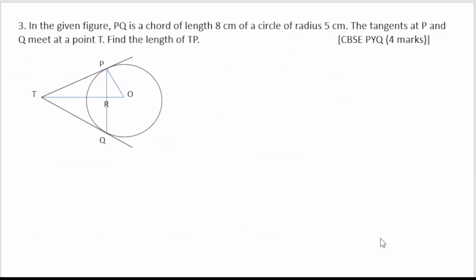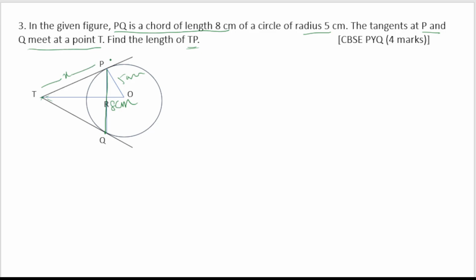Okay, next question. In the given figure, PQ is a chord of length 8 centimeters, and the radius of the circle is 5 centimeters. The tangents at P and Q meet at a point T. See, TP and TQ, both are tangents. Find the length of TP. We have to find the length of TP, this one.